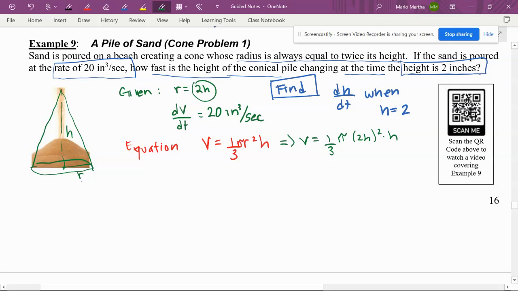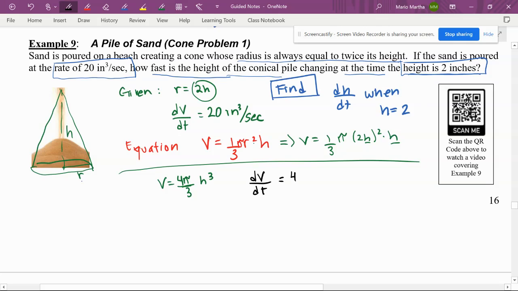All right. Now, I want to do this right now because I want to avoid the product rule, right? Because there is a product here. And doing this substitution right now allows me to have just one variable, which is going to make it a lot easier. Okay, so let me simplify this a little bit more. We end up with V equals pi over 3 times (2H) squared times H. So that would be 4, so that would be 4 pi over 3 times H cubed. And then we take the derivative of that.